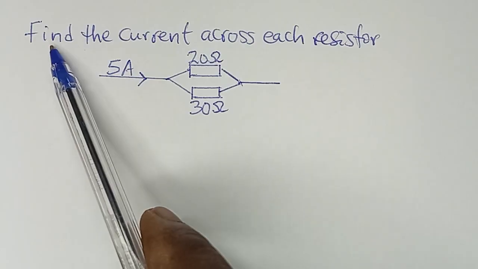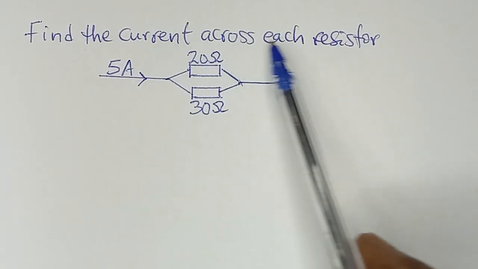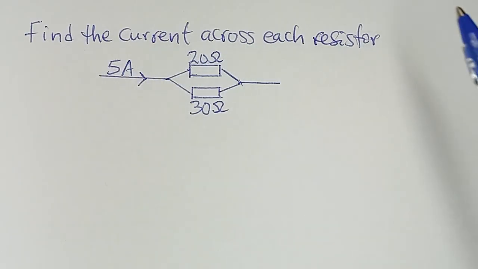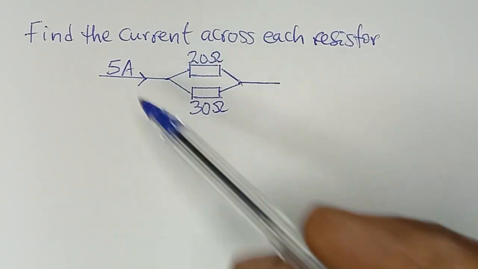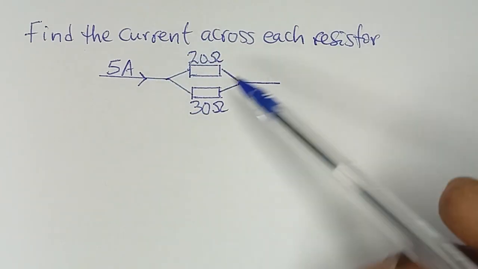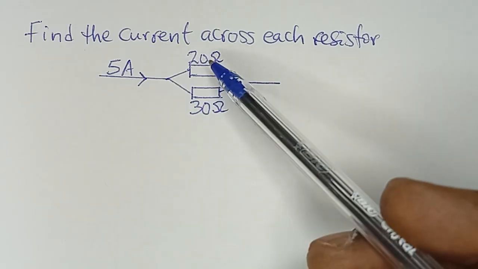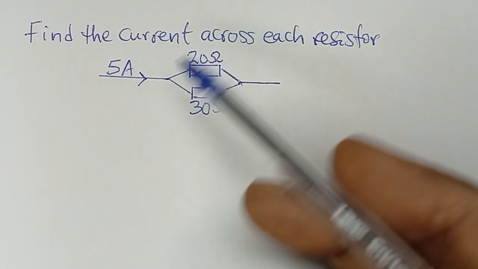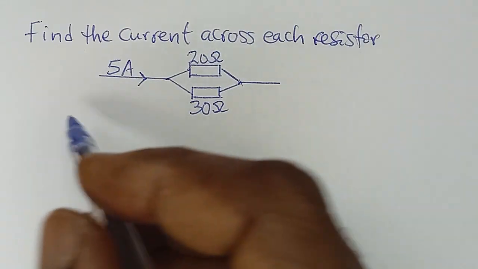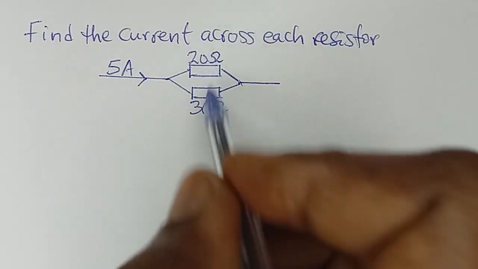The question here says find the current across each resistor. Now, there's a special method to solve problems like this. We don't need to start going through the long method of looking for the voltage across each of them and then from there we'll calculate the current. A short method of doing this is to take the two resistors.